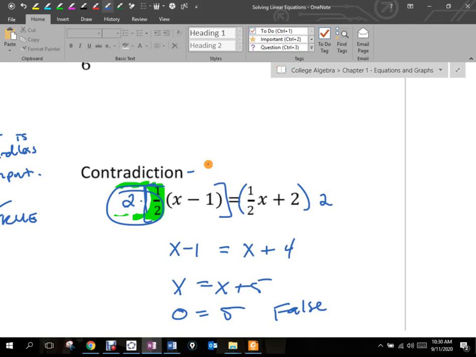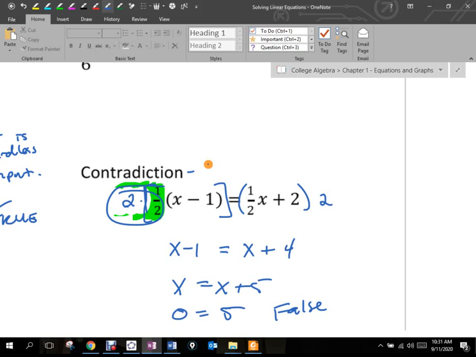Now you could have right away subtracted x from both sides when we had x minus 1 equals x plus 4, and we would have found negative 1 equals 4. It's not the same as 0 equals 5, right? So your information that might lead you to a contradiction might be different than the neighbor's information that led you to a contradiction, but they're both contradictions, right? Does that make sense? Okay.